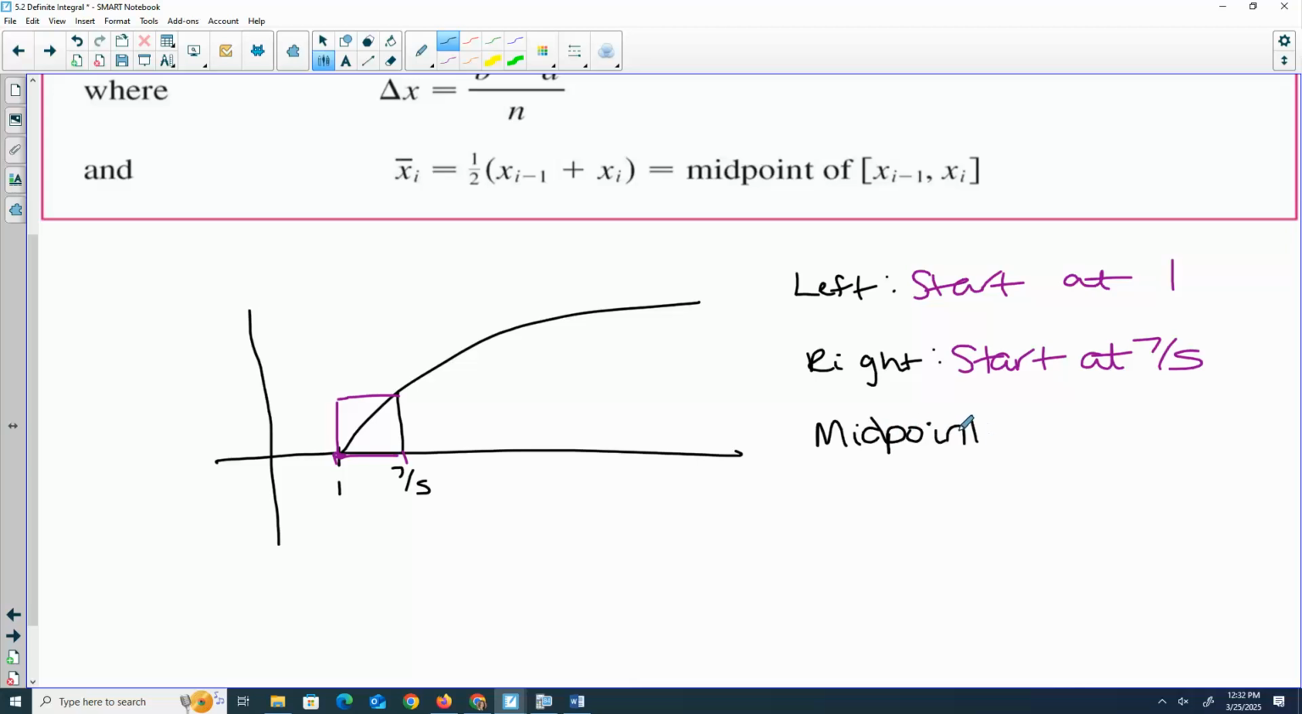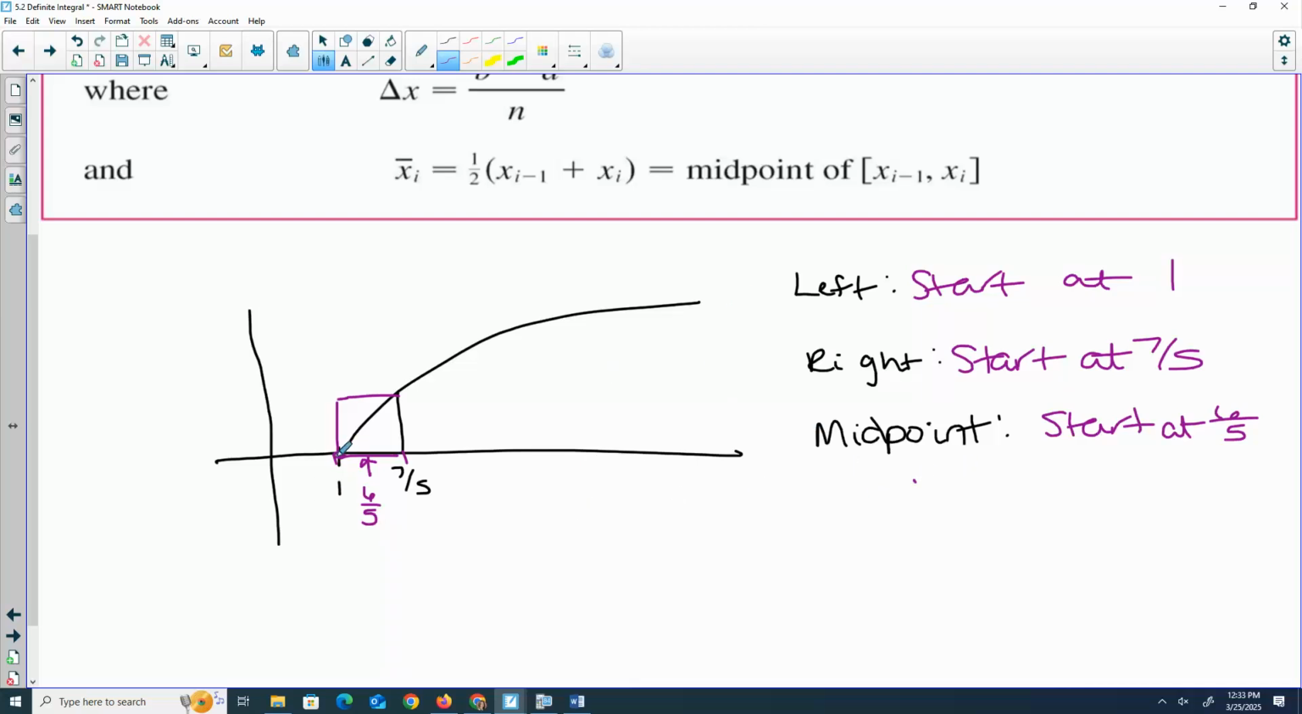If I asked for a midpoint sum, you would start in the middle. What is in the middle of 1 and 7/5? Probably 6/5, or 6 fifths. Yeah, because 1 is 5/5 and 7/5 is 7/5, so the middle is 6/5. I was thinking in the middle of 0. I said 3.5 fifths because I was taking half of 7, but I thought it was 6 fifths.